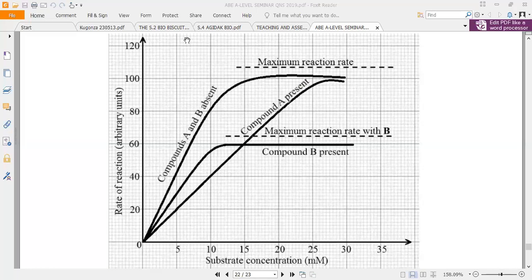Okay, the responses in the box. Adams is saying the effect is that they lower the rate of reaction. That is good. Then Hope is saying, I think substance A is a competitive inhibitor, while substance B is a non-competitive inhibitor. Yes, Hope, thank you.